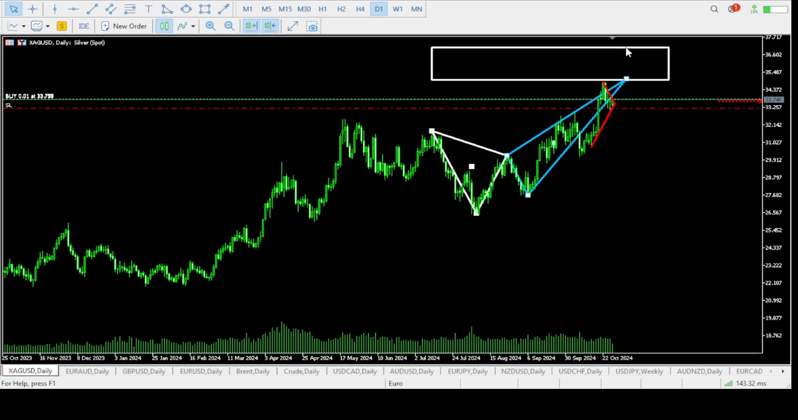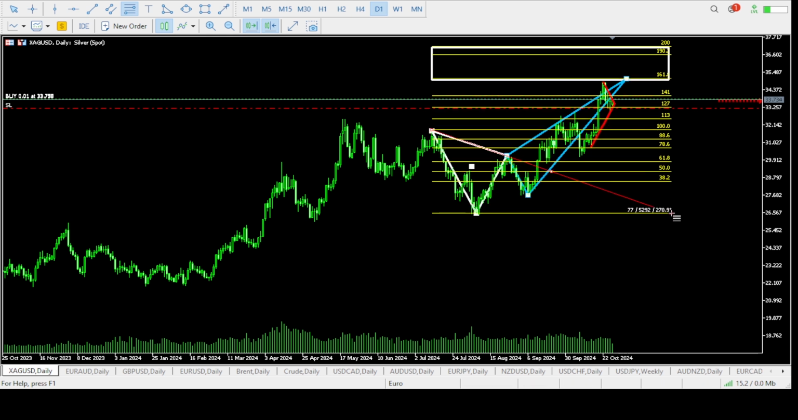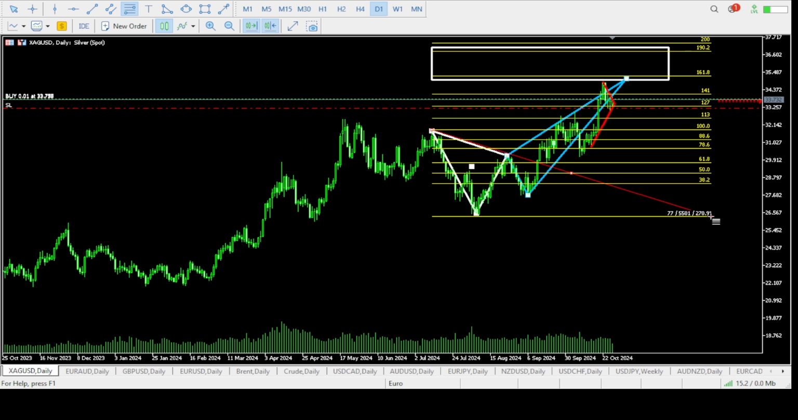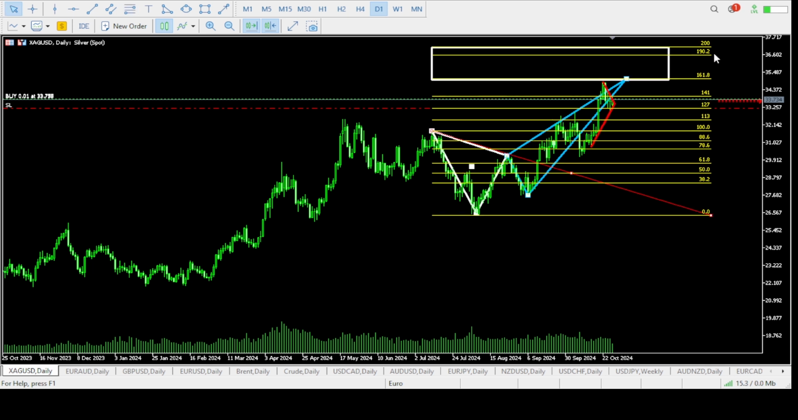If price gets in here, especially at this extreme, let me measure it so you can see clearly, which is slightly above 109.2 Fibonacci level. I'm thinking of selling it when price gets to this place, but of course I'll be watching price action again.